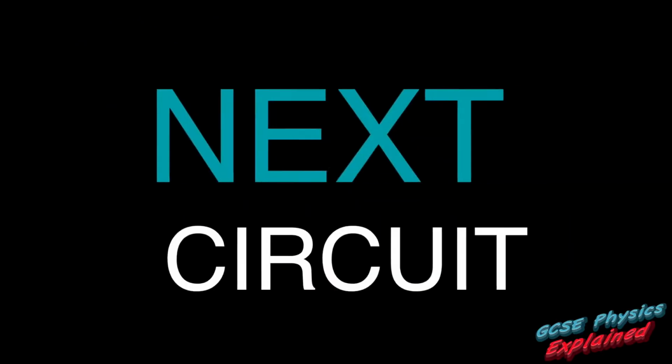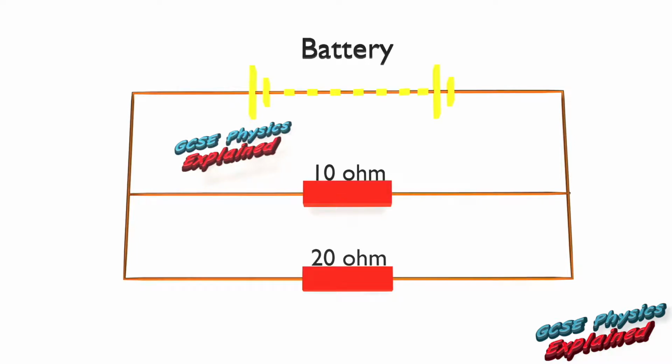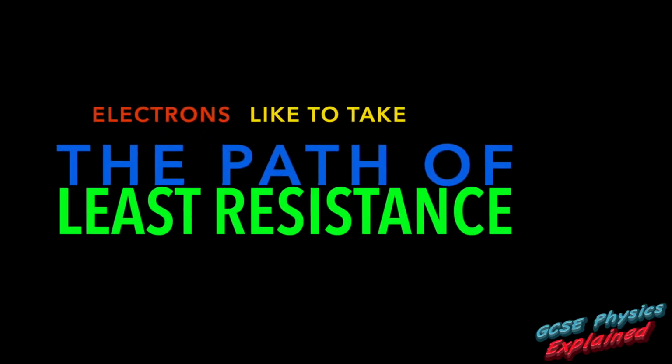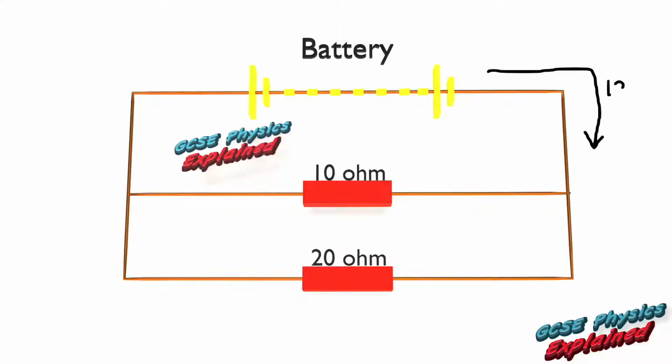Look at this next circuit. What if the current reaches a junction and the resistance along one path is twice as big as the resistance along the other? Electrons like to take the path of least resistance, so most current will go the easier path.